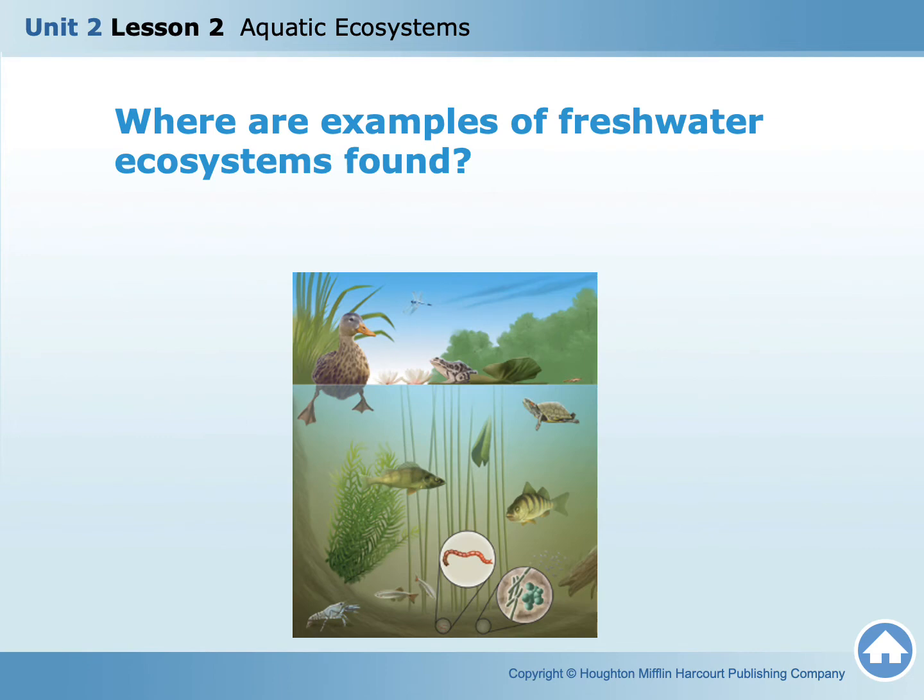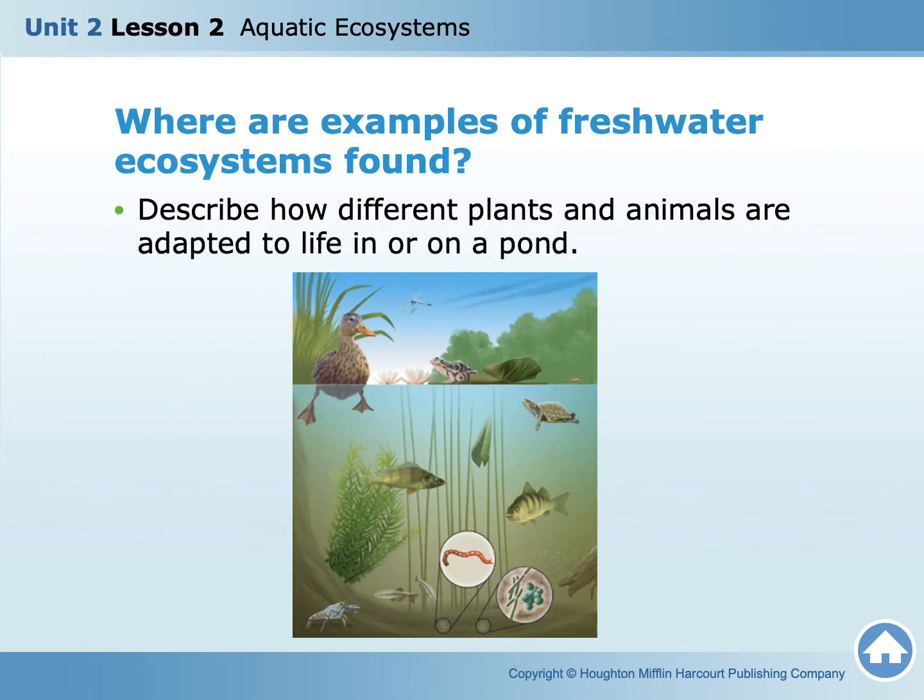So this is a good little picture of how many different plants and animals are adapted to life in a pond. You can see all the different ones. You have a little crustacean, little crawdad there, little fish, worms, the little bacteria. You have the different types of fish, a turtle, a frog, an insect, and a duck, and all kinds of plants.